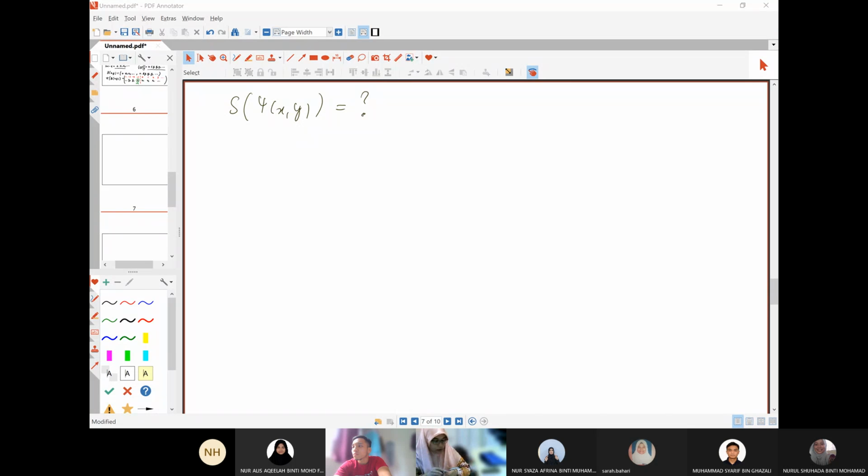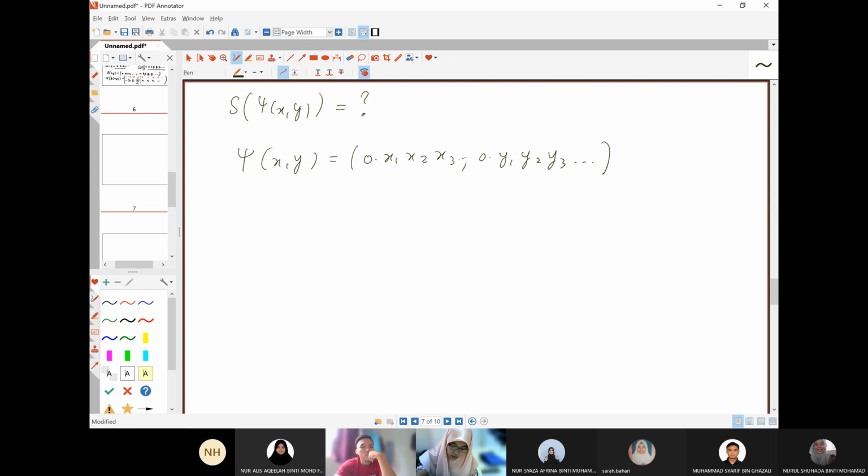Okay, dah siap? Senang kan? So for psi xy, kita dah tahu psi xy tadi. So kalau kita shift to the left, you will have, again, psi xy is given by here 0, x1, x2, x3, and then here 0.y1, y2, y3.